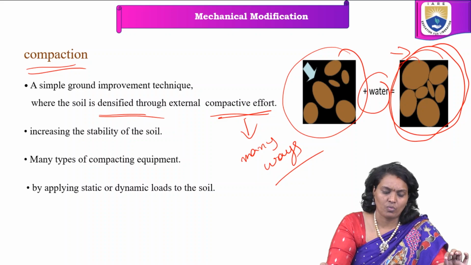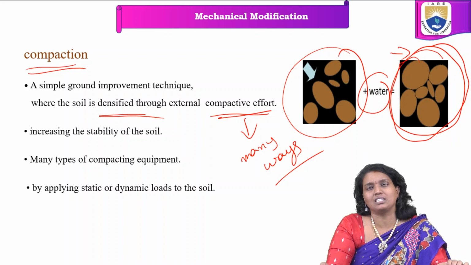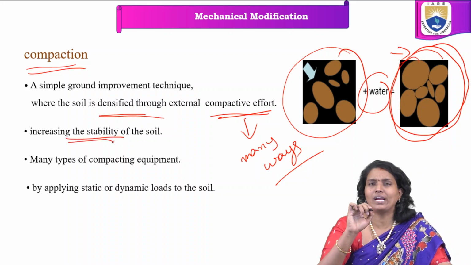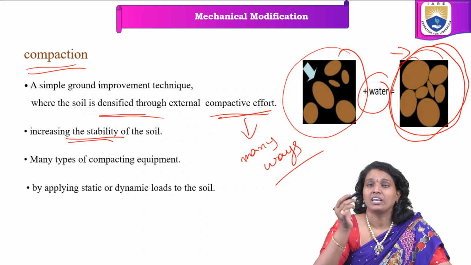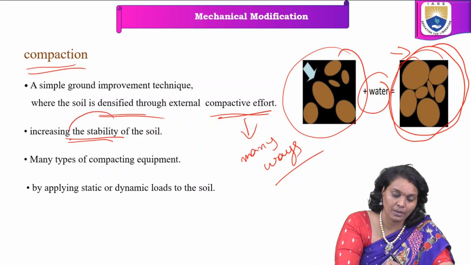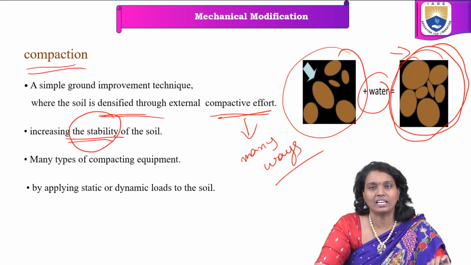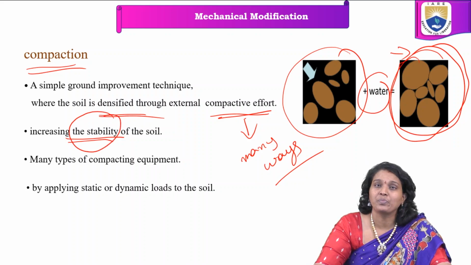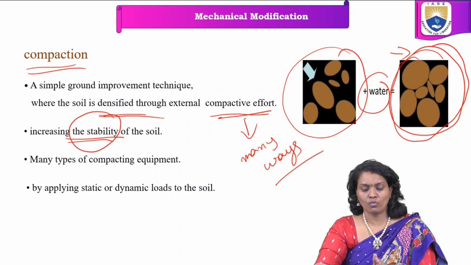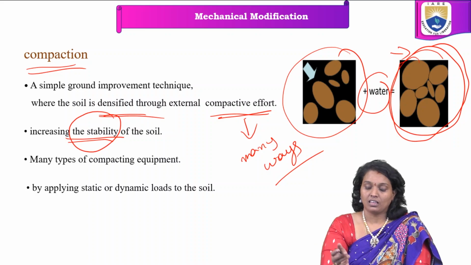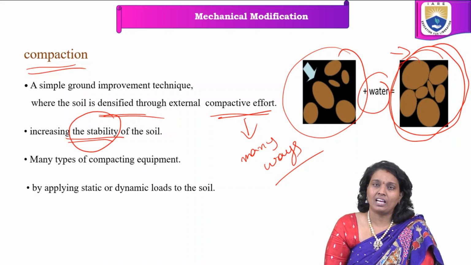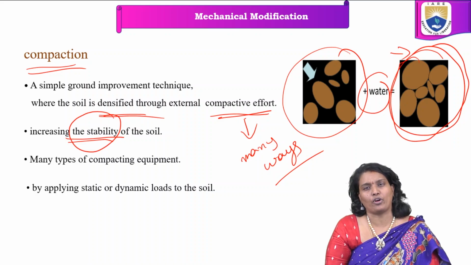One more important property that increases is stability. Once we densify the soil, it automatically increases the stability of the soil. Based on this, we understand that we are doing ground improvement from the stability point of view.